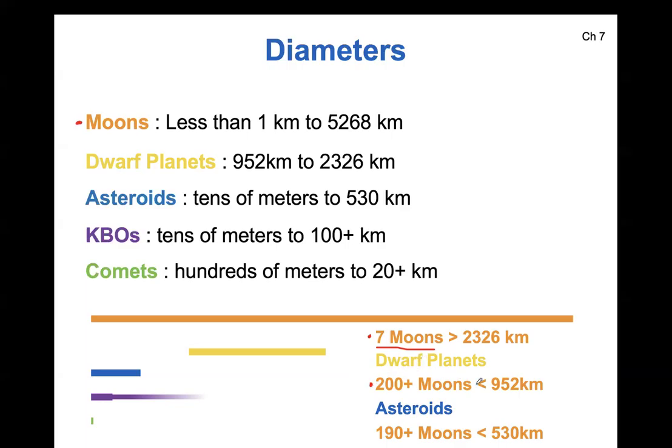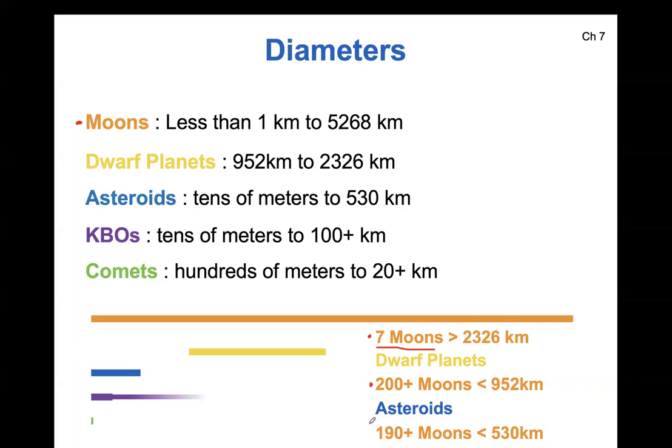There are a lot of moons that are smaller than dwarf planets, smaller than 952, and most moons are. So there's 7 moons that are quite large, but the vast majority of the 200 plus moons in the solar system are smaller than any dwarf planet.